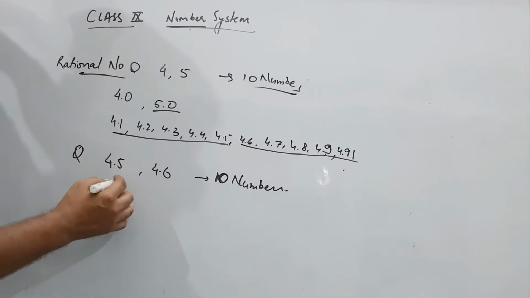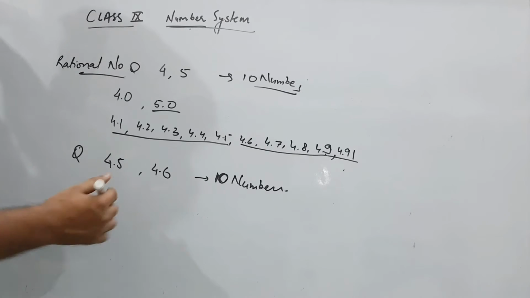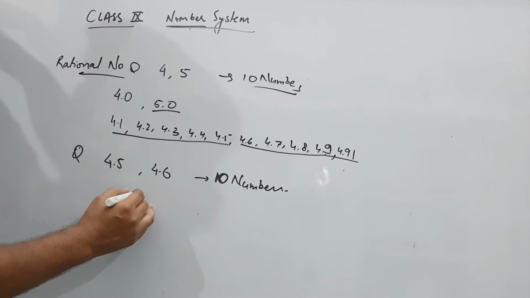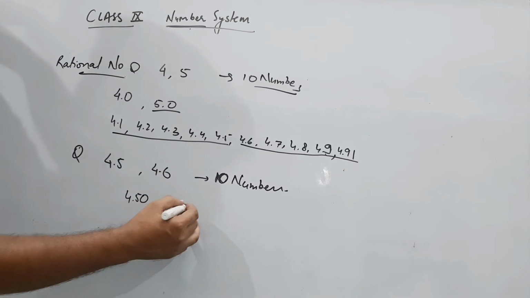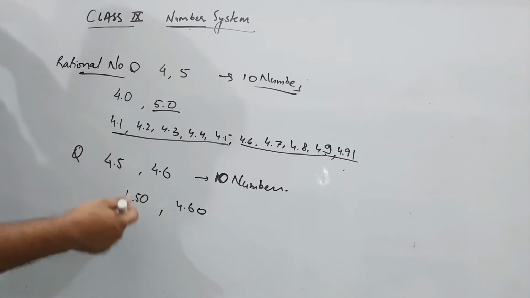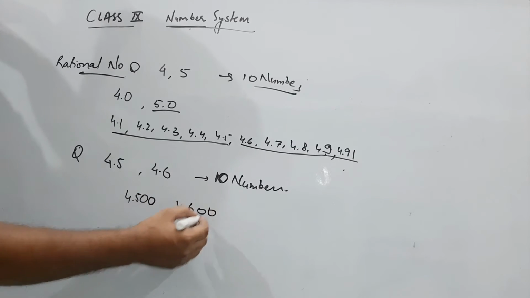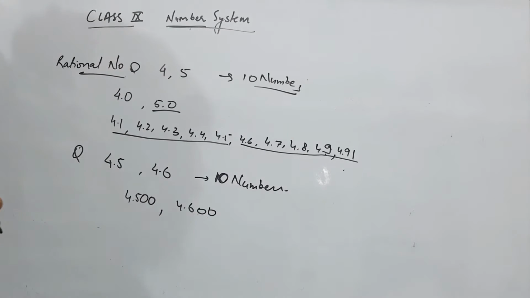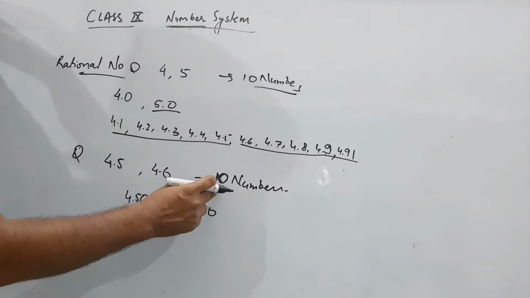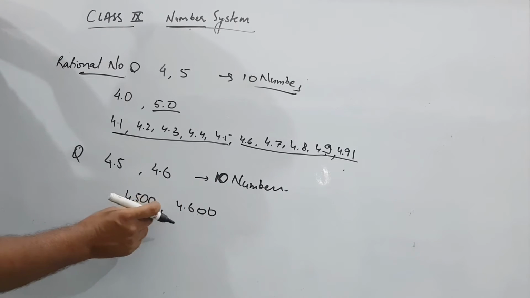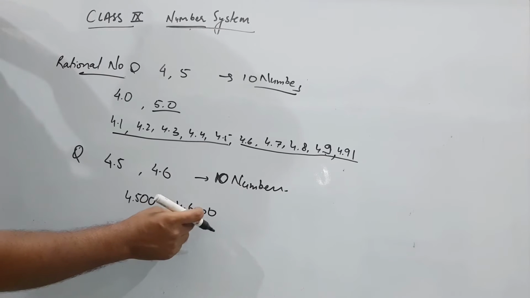So I hope you have tried it. It is 4.5, it can be written as 4.50, 4.6 can be written as 4.60, and also you can increase one more zero. Whatever zeros you want, you can increase. So you need to write down only 10 numbers between 4.500 and 4.600.